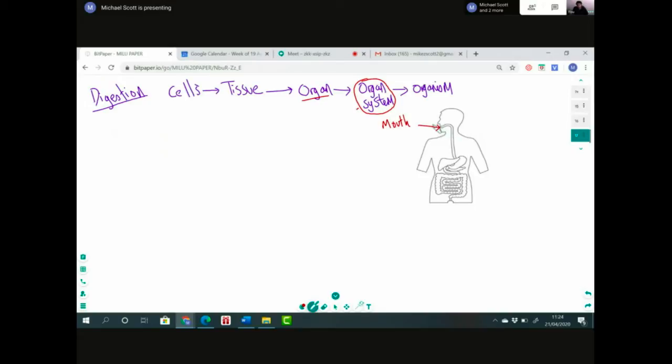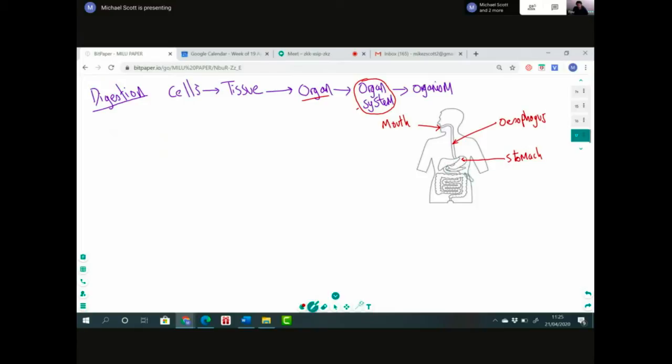When we've broken the food down mechanically in the mouth, you'll notice here that we have an esophagus, sometimes referred to as the gullet. It's the esophagus that takes the food from the mouth and passes it down into the stomach. You can see the stomach right here. The stomach is a muscular bag that churns the food, and hydrochloric acid is added to the food to aid the breakdown of that food.